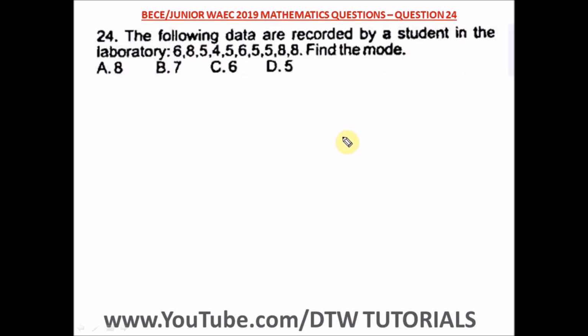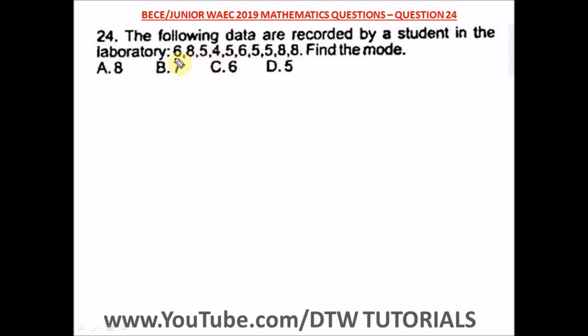Question 24 of the BECE Junior WAEC 2019 Mathematics Past Question. It says the following data are recorded by a student in the laboratory. This is the following data. Find the mode. What is your mode? Your mode is what? The highest occurring data. Okay, the highest occurring data. That is your mode. So from here, what's the highest occurring data or value?